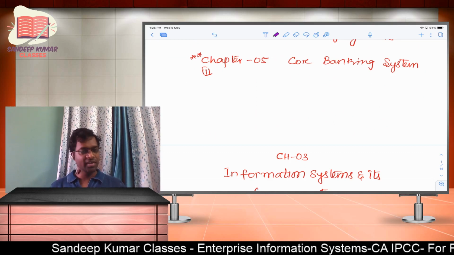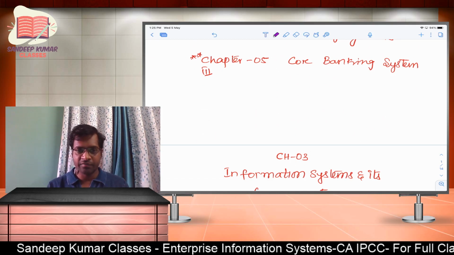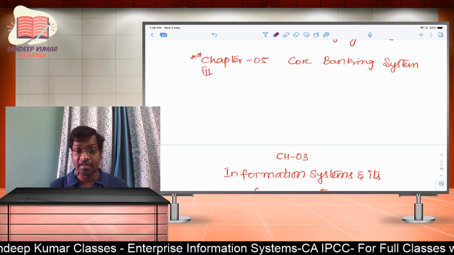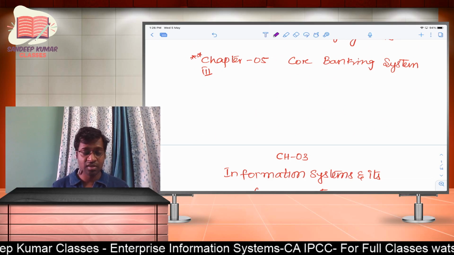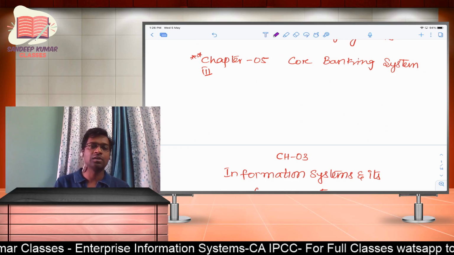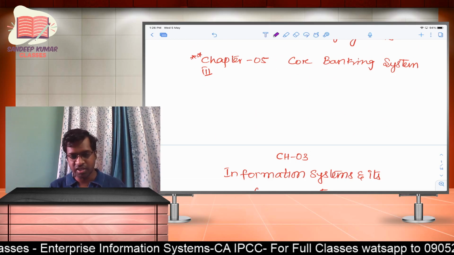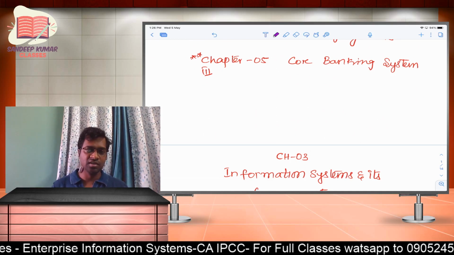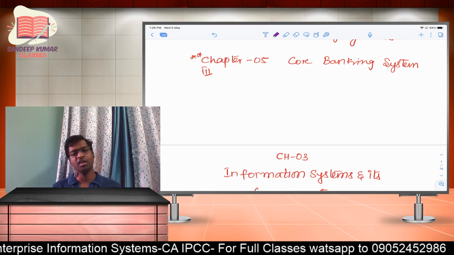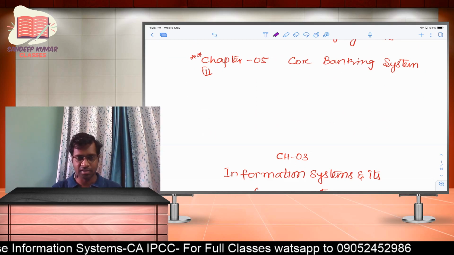I'll teach in such a way that you'll understand each and every concept. Every concept I'll teach by way of a small diagram, which will help you understand the subject more conceptually, how exactly this control works or how this information system works. There will not be any stories; you will be learning the entire real subject in this enterprise information systems. So, without any delay, let us start.